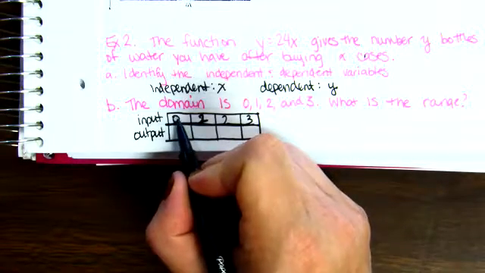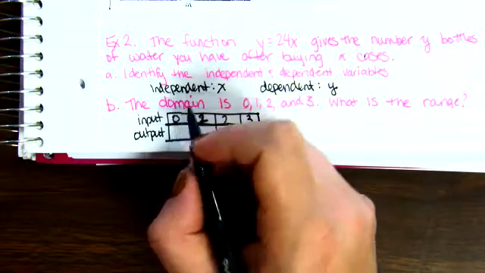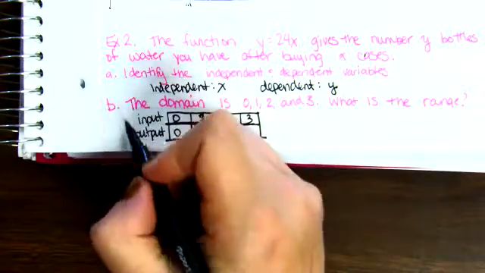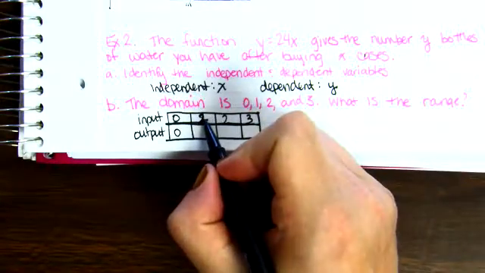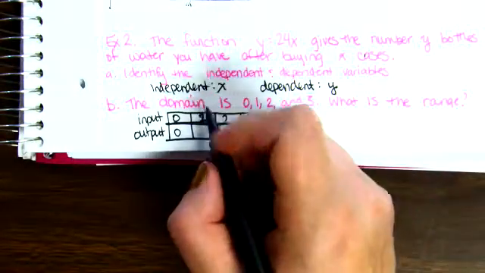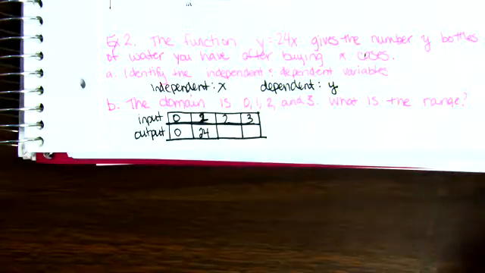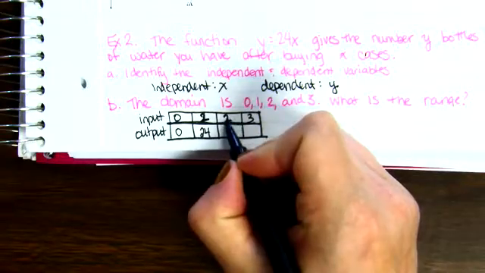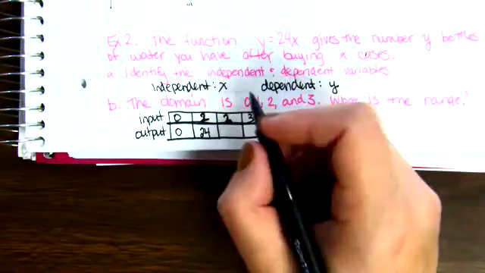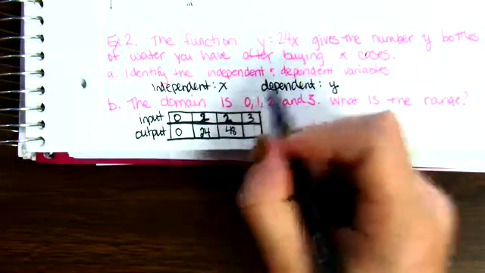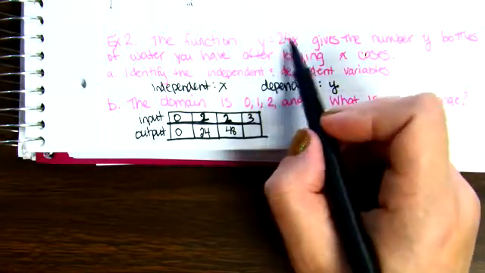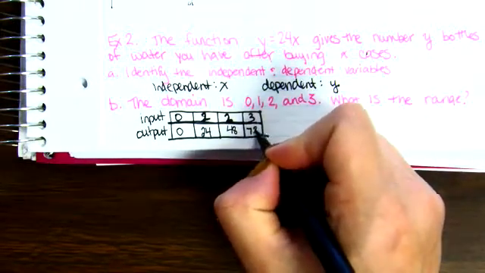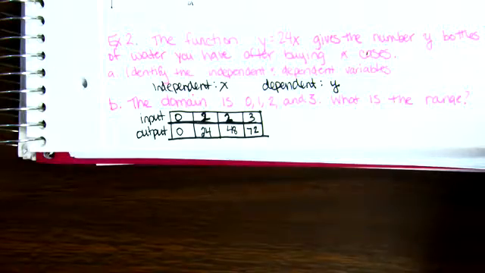If I put in 0, or I don't buy any cases of water, then I don't have any bottles of water. If I buy 1 case, I would do 24 times 1. That gives me 24 bottles of water. If I buy 2 cases, I have 24 times 2, or 48 bottles of water. If I buy 3 cases, I would do 24 times 3, and I would get 72 bottles of water.